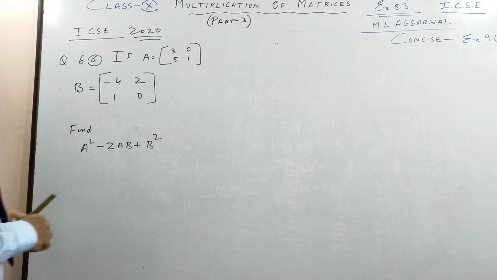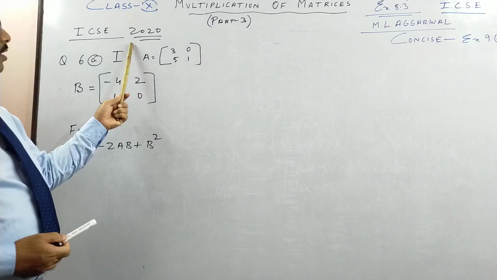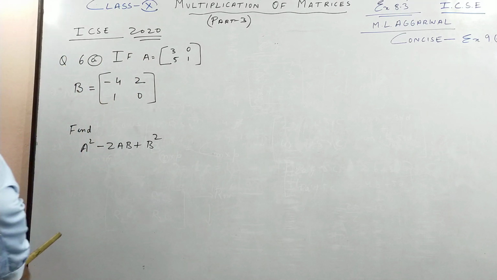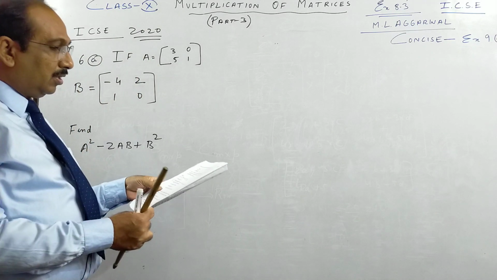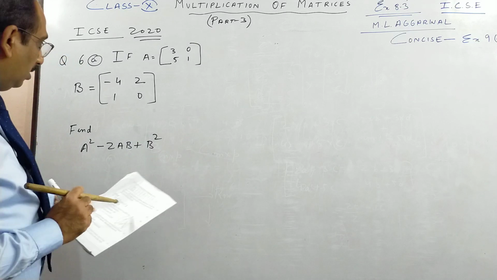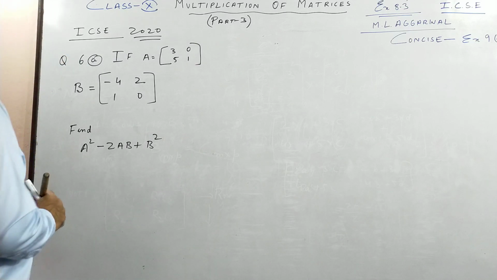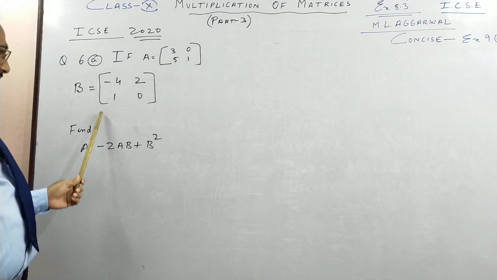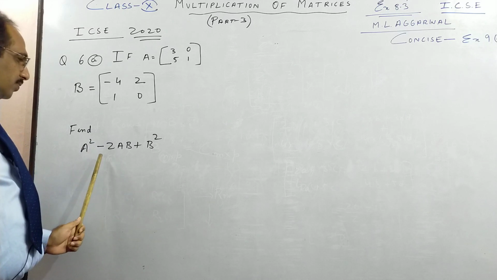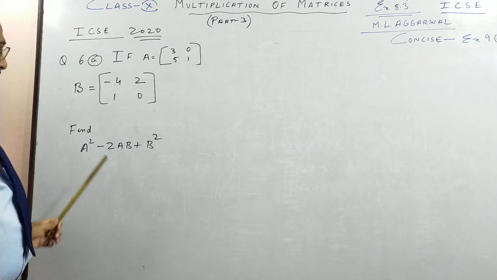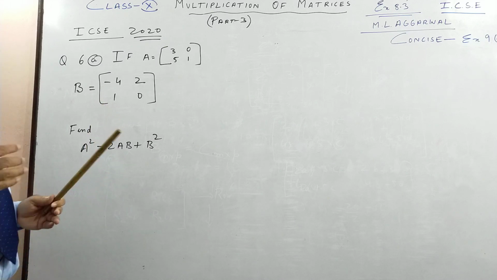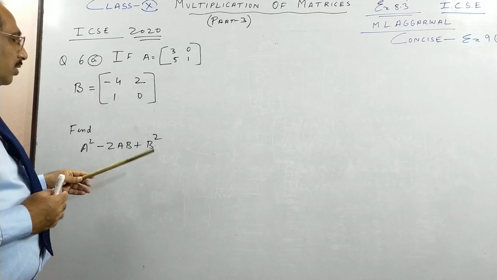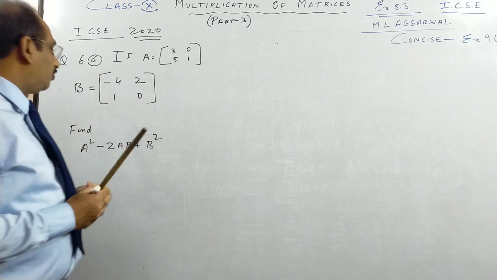So here I take the very latest paper of ICSE 2020. It came in question 6A, and question 6A carries 3 marks. This is a 2020 paper, very latest. A is this, B is given, we have to find A square minus 2AB plus B square. I have seen the last 15-20 years of papers, so I have taken the main sum where you can understand the basic concept of multiplication.